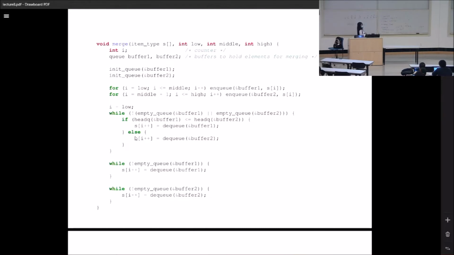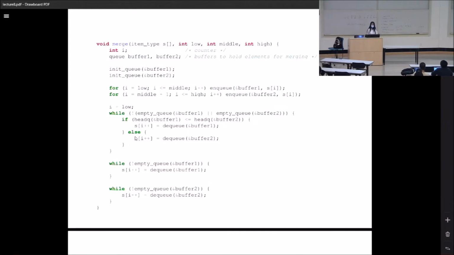And this is the code for the merge. We have the 3 pointers. We have the low, middle, and high. And now we have 2 buffers. So do you know the data structure of queue? Okay, great. Yeah, so for the queue, it has a property of first in, first out. So what we do here for the first 2 loops is that we first include the left part in the sorted order. And then we include the right part to another queue, which is also in the increasing order.